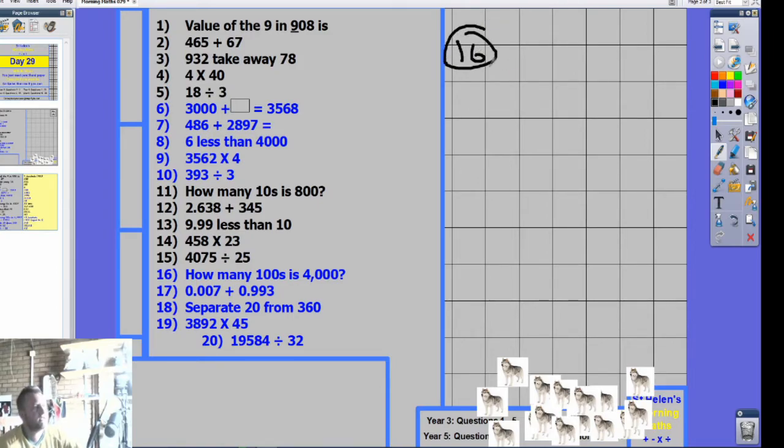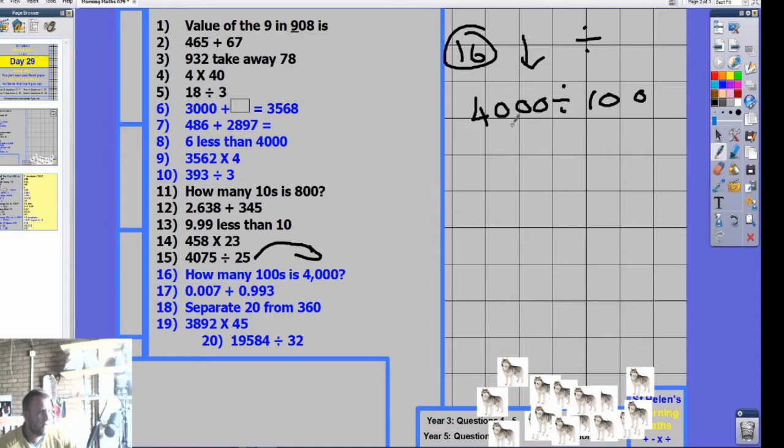For question 16, how many hundreds into that? How many hundreds is 4,000? Is the number getting bigger? No, right? It's getting smaller. Are we going to be subtracting 400 by 4,000 by 100? No. So we're going to divide. It's how many is going to fit into 4,000. How many hundreds is 4,000? So it's going to be 4,000 divided by 100.